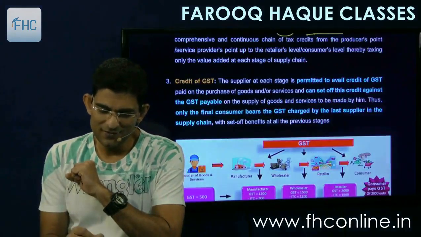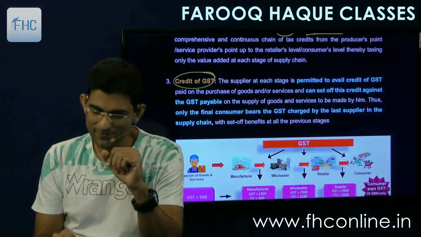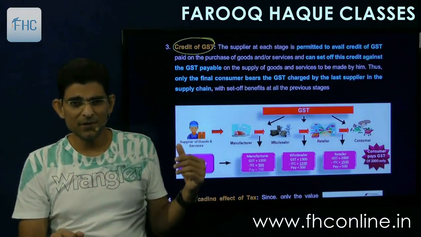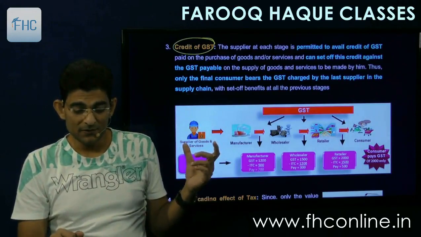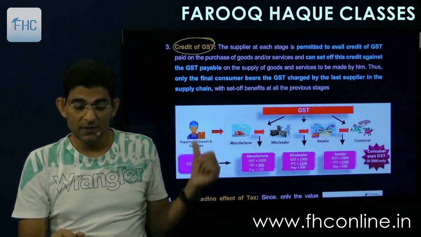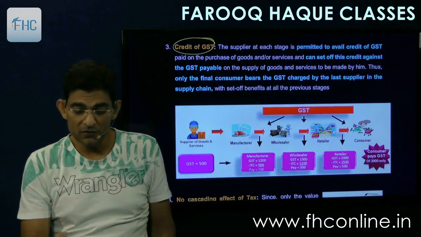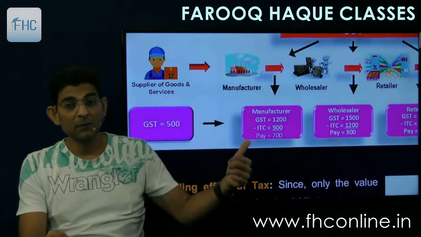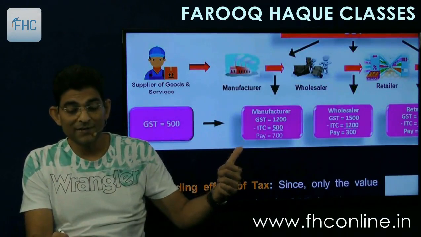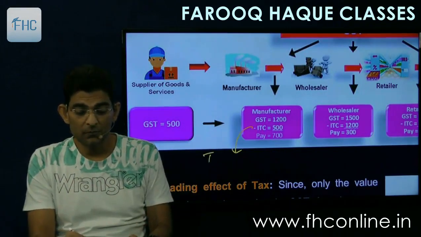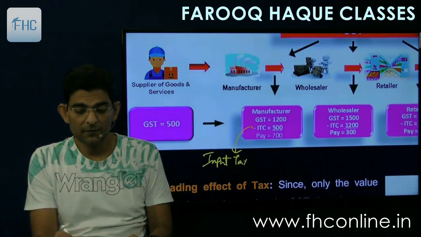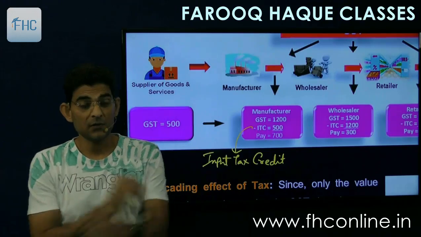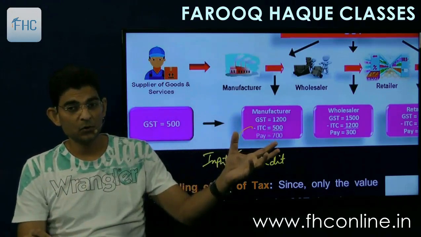And then credit of GST, this we'll understand later on in detail. Here a simple example is given to explain it to you. Like I gave that example earlier, this is the person, he charges GST of say 500, the first person, and he supplies goods to the manufacturer. The manufacturer will charge say GST of 1200, and this 500 will be allowed as set off. So here the set off is called ITC. ITC stands for Input Tax Credit. So this 500 will be set off here, and he'll pay 700 to the government.